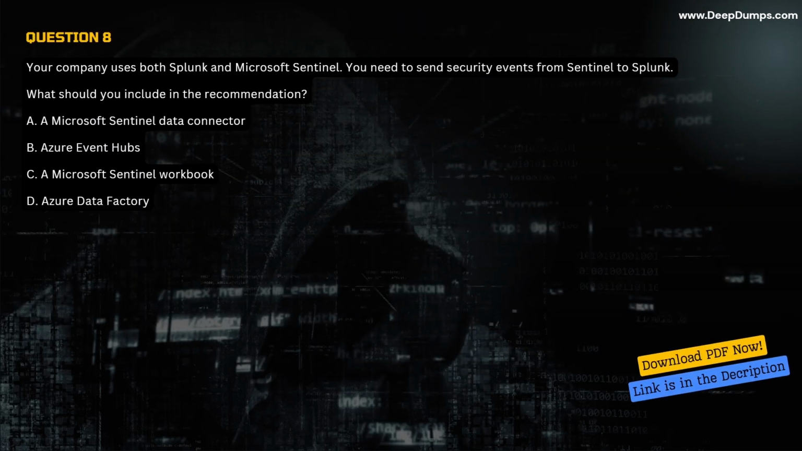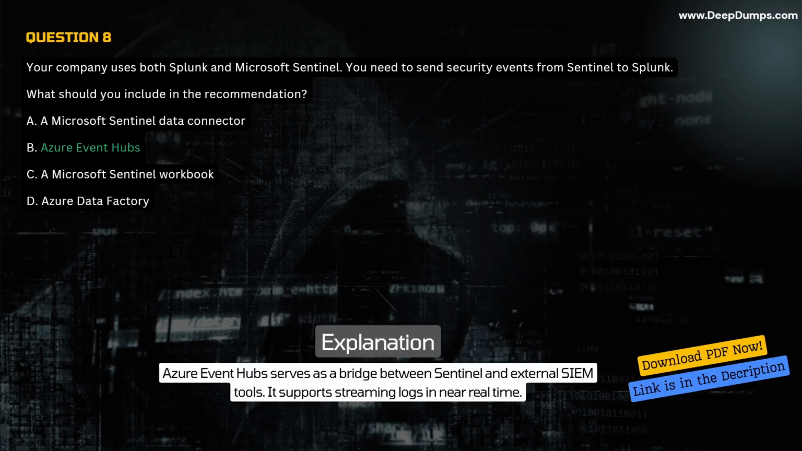Question 8. Your company uses both Splunk and Microsoft Sentinel. You need to send security events from Sentinel to Splunk. What should you include in the recommendation? A. A Microsoft Sentinel data connector. B. Azure Event Hubs. C. A Microsoft Sentinel workbook. D. Azure Data Factory. Correct answer B. Azure Event Hubs. Explanation: Azure Event Hubs serves as a bridge between Sentinel and external SIEM tools. It supports streaming logs in near real time.